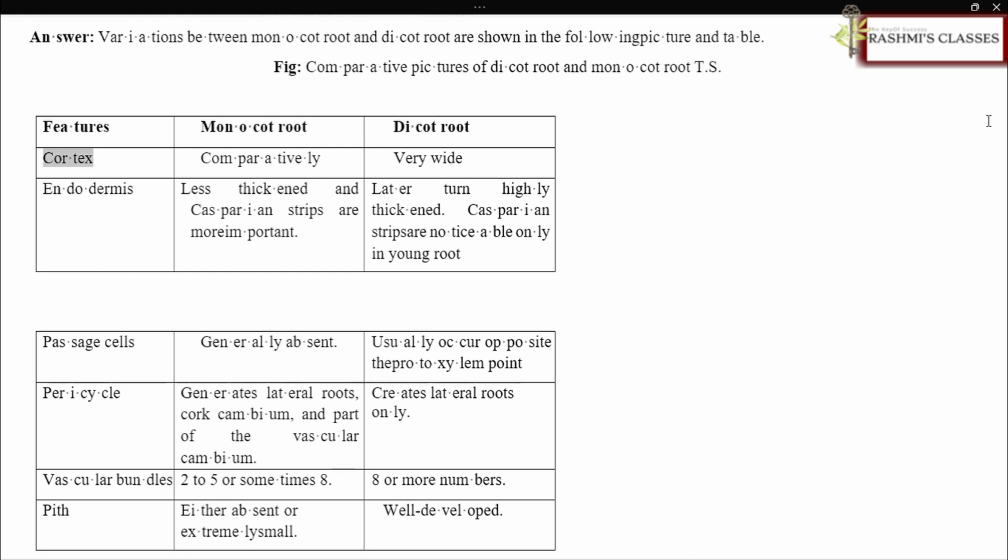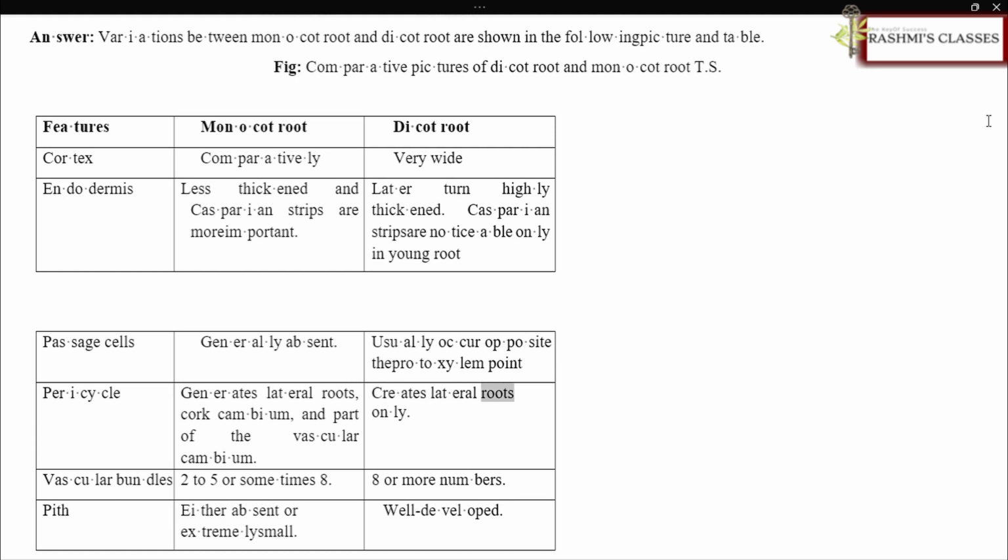Cortex. Comparatively very wide. Endodermis. Less thickened and Casparian strips are more important. Later turn highly thickened. Casparian strips are noticeable only in young root. Passage cells. Generally absent. Usually occur opposite the protoxylem point. Pericycle. Generates lateral roots, cork cambium, and part of the vascular cambium.